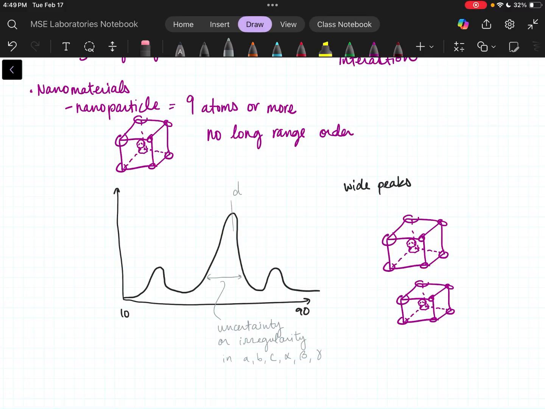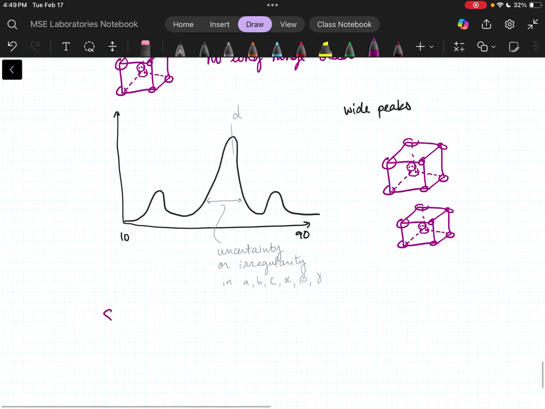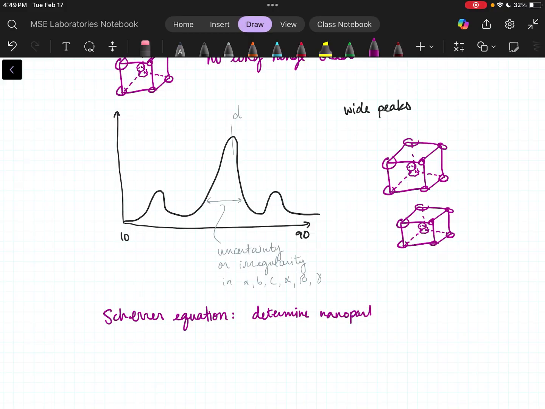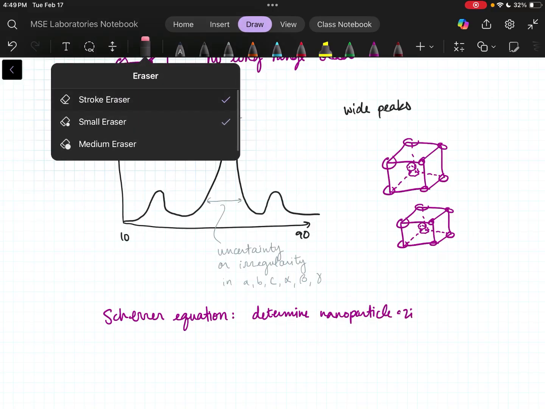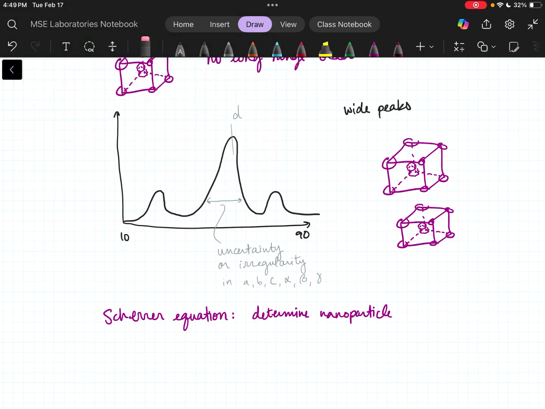I still can have a D spacing. I can still get some information. I can get quite a bit of cool information about averages and things. I can treat it sort of like a bell curve in a statistics class. But there is an equation called the Scherrer equation. And this is the thing that I think is so cool about nanoparticle XRD, is you can use this to determine nanoparticle size.